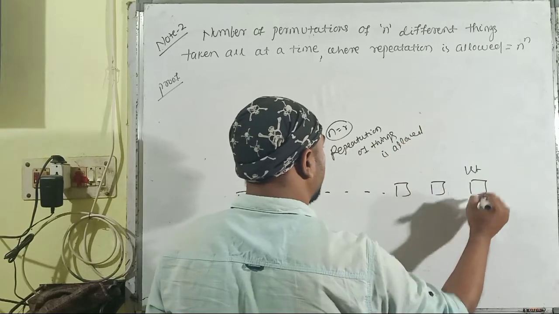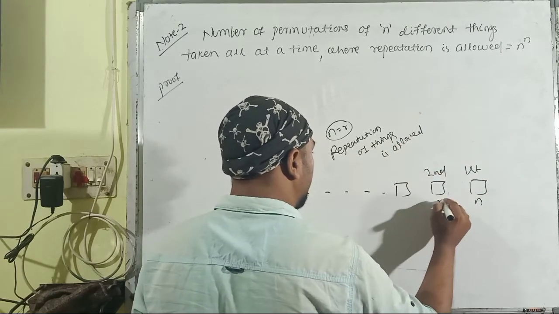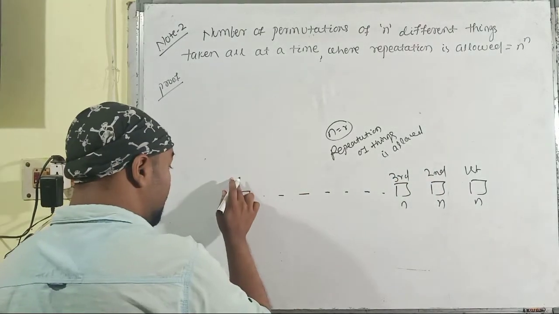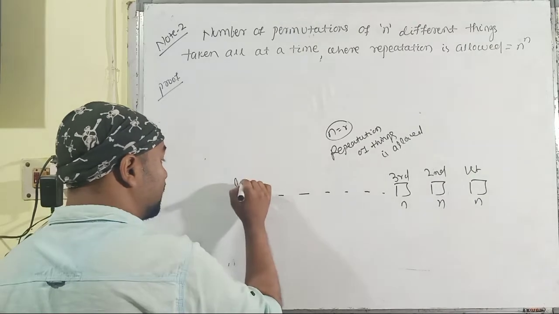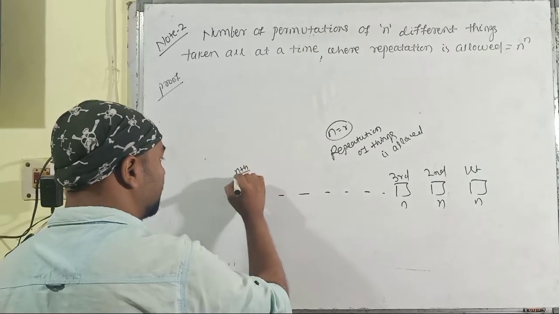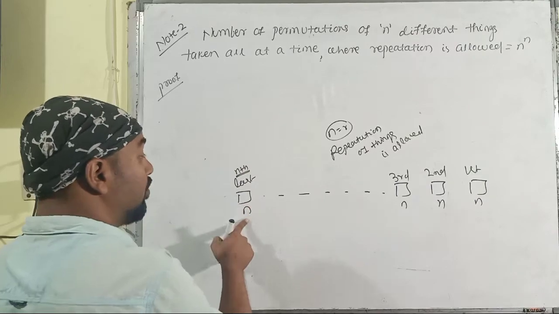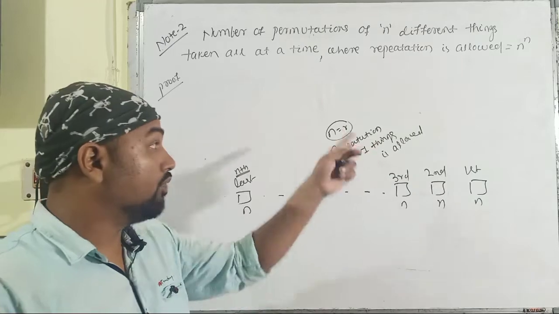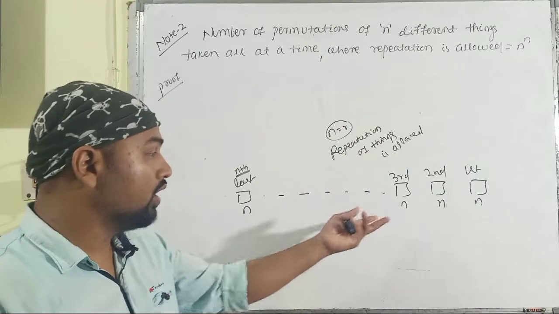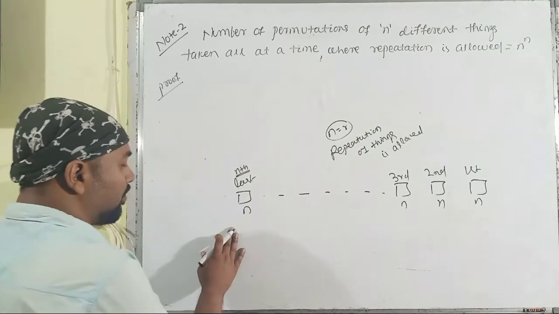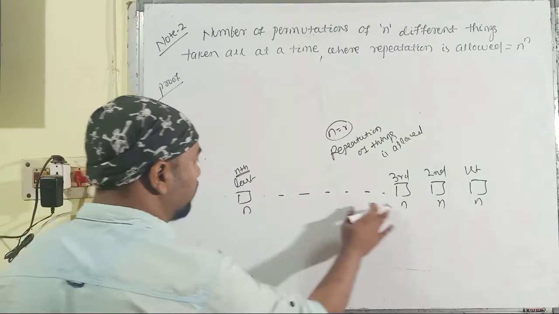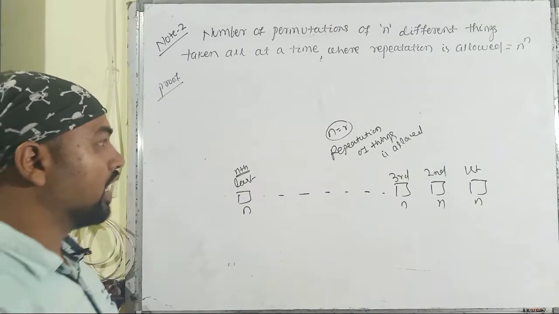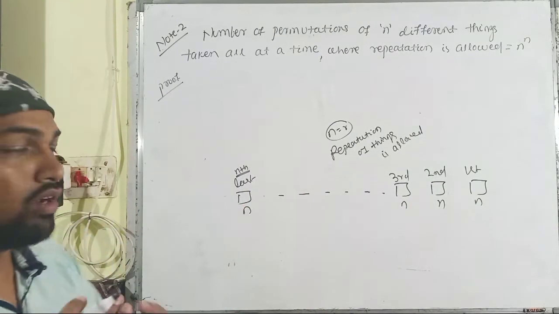So the first place can be filled up in n number of ways, the second place can be filled up in n number of ways, the third place can be filled up in n number of ways. Similarly, the last place, or you can say the nth place, again can be filled up in n number of ways because repetition is allowed. Otherwise, if n is not equal to r, it will be different. So here the number of permutations is equal to n multiplied with n multiplied with n, n times, because n is equal to r, and it is equal to n to the power n.